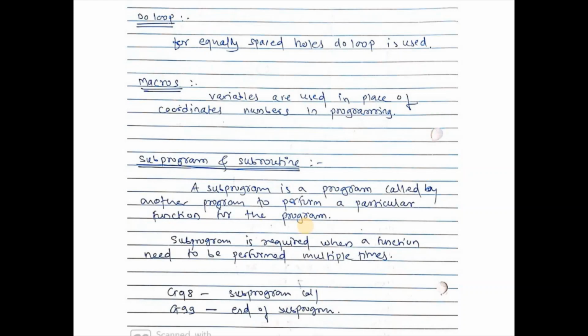A subprogram is required if a function needs to be performed multiple times. Like the same canned cycle, if repetitive work is there, we use a canned cycle. Like this, if you want to add another program into the existing program from outside, you can use the G98 code for the subprogram call and G99 for the end of that program for that particular operation. If that operation is over, then you call G99, that program will end and your regular program will run as usual.